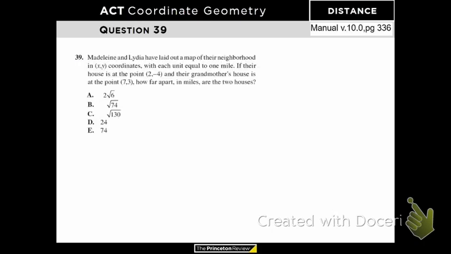Okay, number 39. Madeline and Lydia have laid out a map of their neighborhood in XY coordinates, with each unit equal to 1 mile. If their house is at the point 2, -4, and their grandmother's house is at the point 7, 3, how far apart in miles are the 2 houses? So this is just a distance problem. Again, we want to go ahead and draw a coordinate plane and then mark our points here. First point is at 2, -4. Second point is at 7, 3.